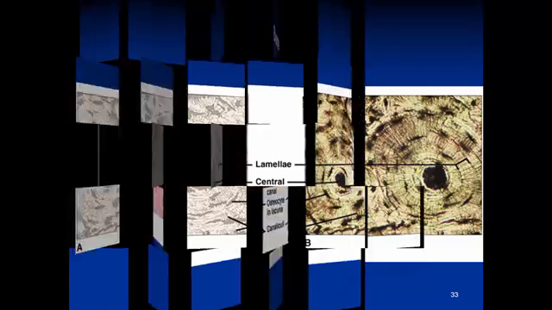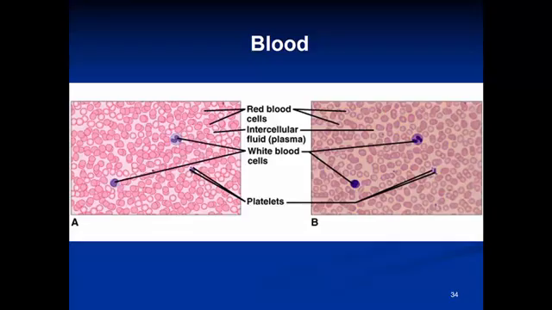And the last type of connective tissue is blood. Blood is a liquid connective tissue. The matrix is called plasma, and the cells in them include red blood cells, white blood cells, and platelets. We'll be learning lots about the blood in the second section of AMP2.